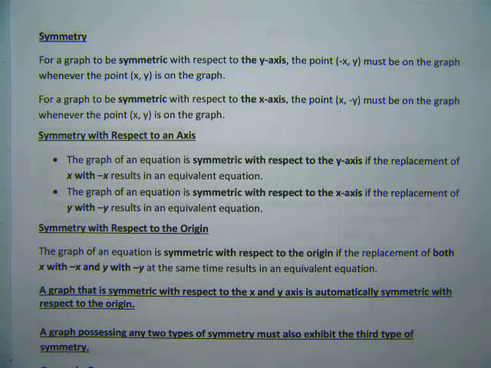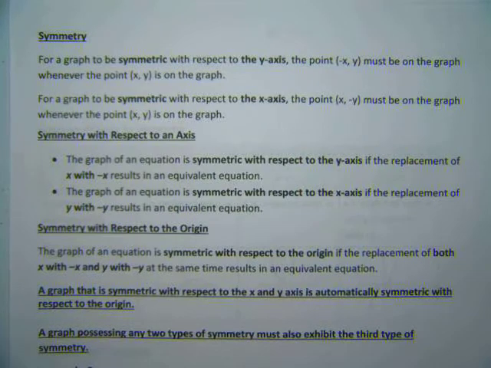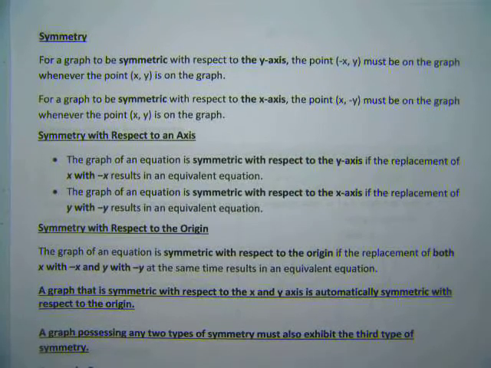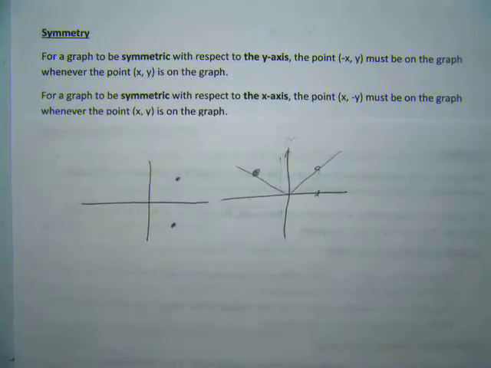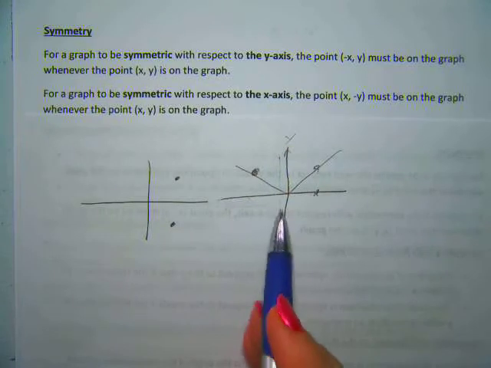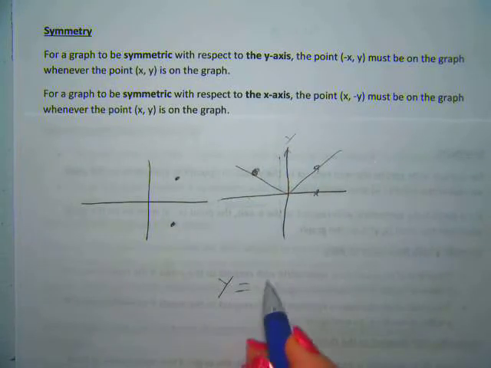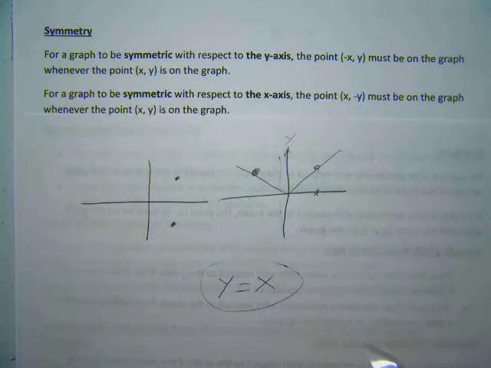What's nice about it is how do we figure it out? It is by the following: the graph of an equation is symmetric with respect to the y-axis if the replacement of x with negative x results in an equivalent equation. So remember, now we're not talking about looking at the graph, we're trying to look at an equation and wonder, does that equation have any symmetry without graphing it?